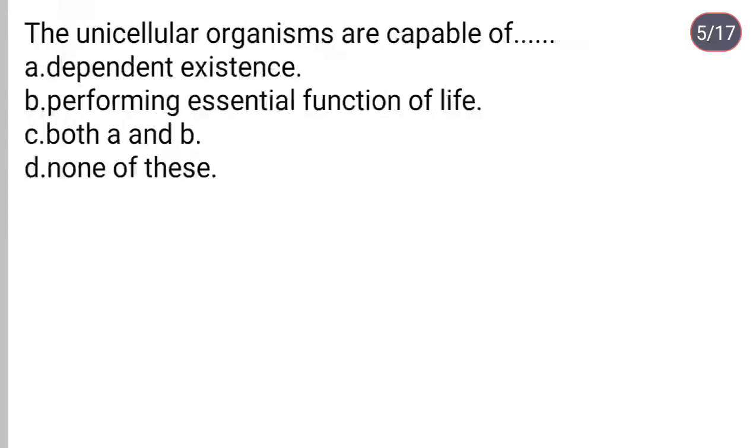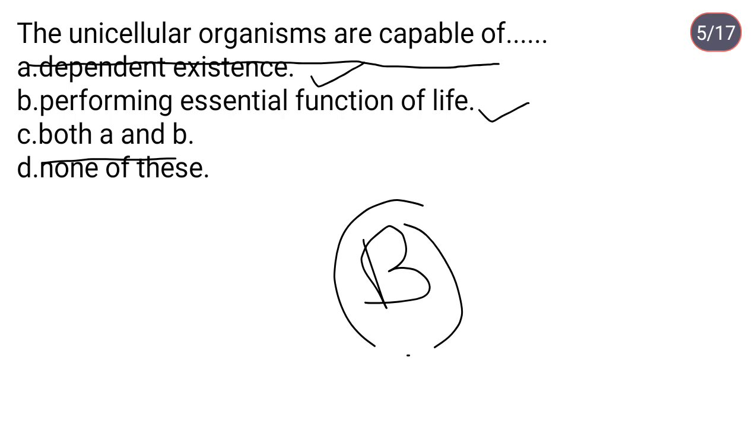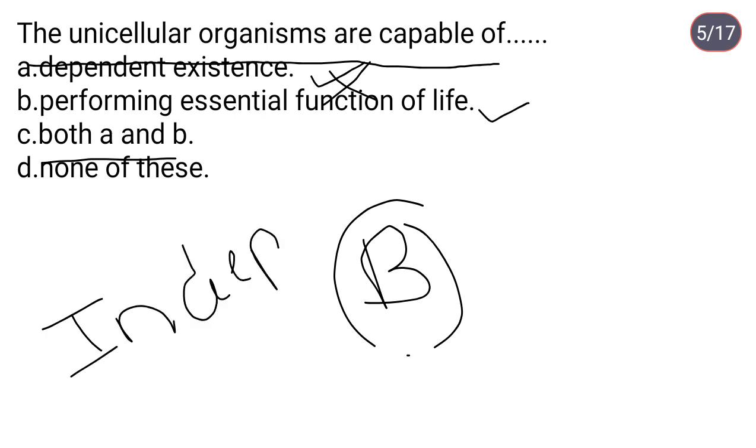And the second question here is that the unicellular organisms are capable of dependent existence, performing essential functions of life, or both A and B. So the correct option for this is B, because the statement that unicellular organisms are capable of dependent existence is absolutely wrong. This is not a dependent existence, that itself is an independent existence. So unicellular organisms are capable of independent existence, not dependent existence, and all the unicellular organisms are capable of performing the essential functions. So the correct statement is option B.